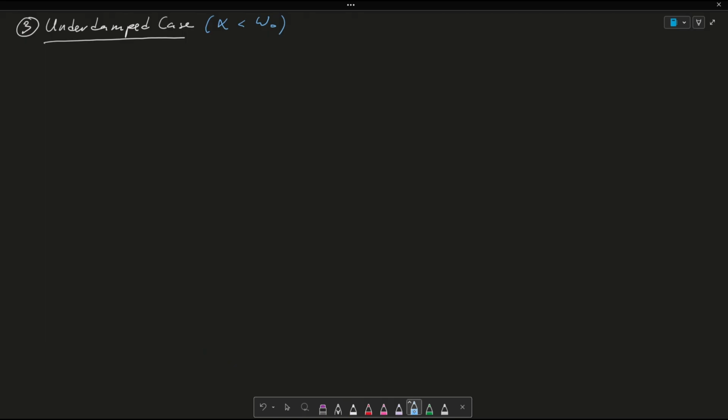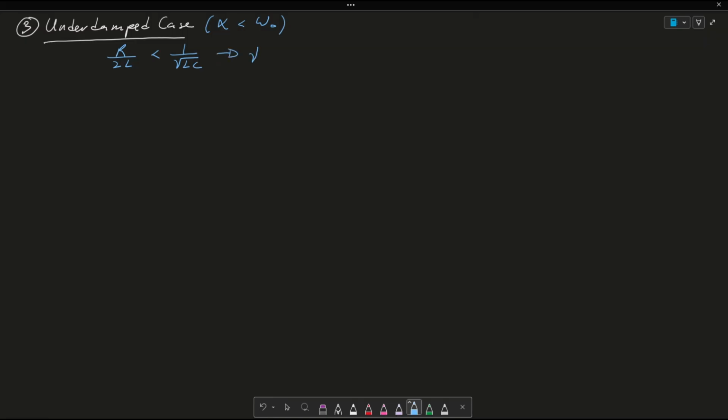So for the last case, which is the underdamped case, which might not be as tedious as the critically damped case, we get to know that alpha, which is R over 2L, has to be less than 1 over the square root of LC.